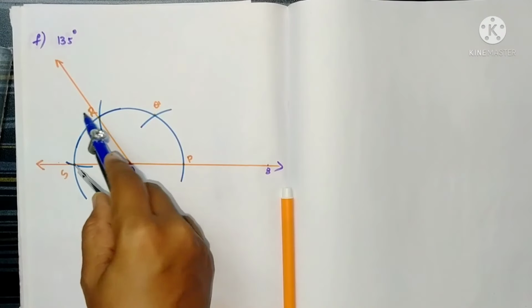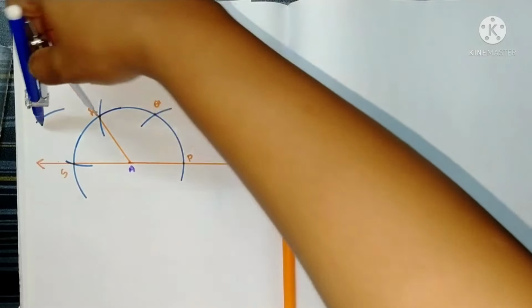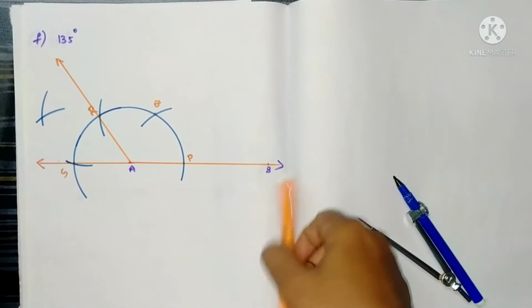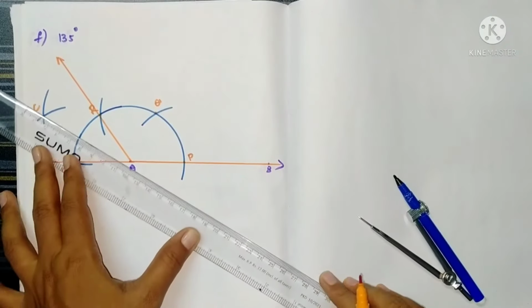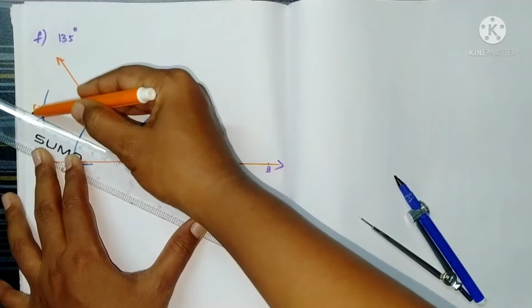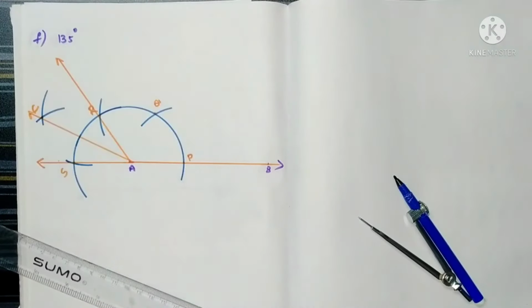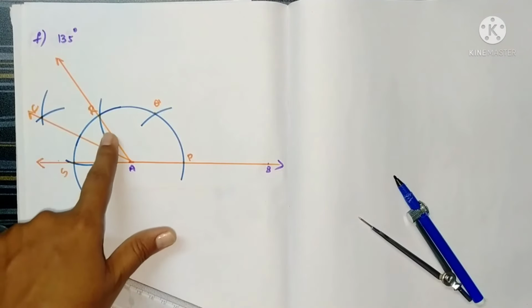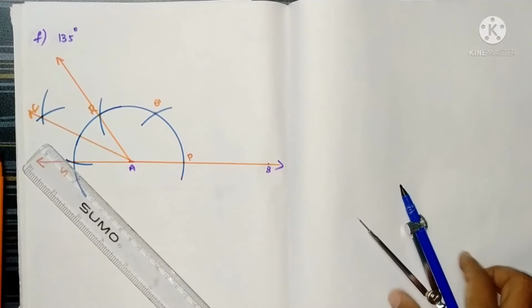So with some radius, draw an arc from S and similarly from R. Okay. So let it be C. So draw a ray through A and C. So now it will be divided into 30 and 30. But we want 15, right?